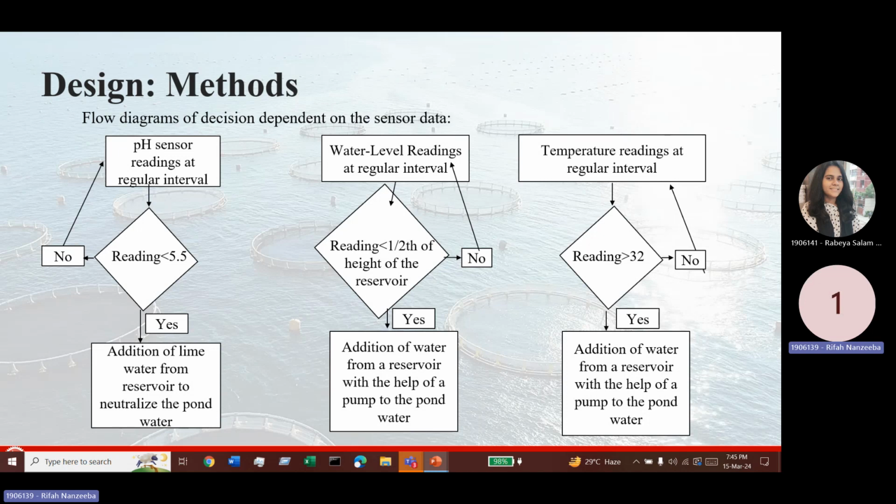Similarly, we have a temperature sensor that will keep track of the temperature of the pond water, and at regular intervals, the temperature sensor will take a reading of the temperature, and if the reading is greater than 32 degrees Celsius, then water will be added from a cold water reservoir with the help of a pump to the pond water. And if we find that the temperature is within the optimum scale or less than 32 degrees Celsius, then there will be no addition of water.